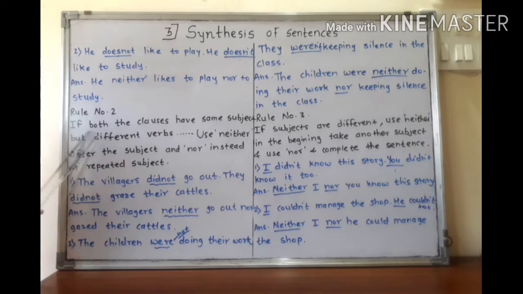Rule number 2. If both the clauses have the same subject but different verbs, use neither after the subject and nor instead of the repeated subject. If only the subjects are the same in both the clauses, then how to use neither nor? Before the first verb use neither, after that use nor and write the sentence. For example, the villagers did not go out, they did not graze their cattle. Now, the villagers, the subject, is the same and only the verbs are different. So, how to write the answer?